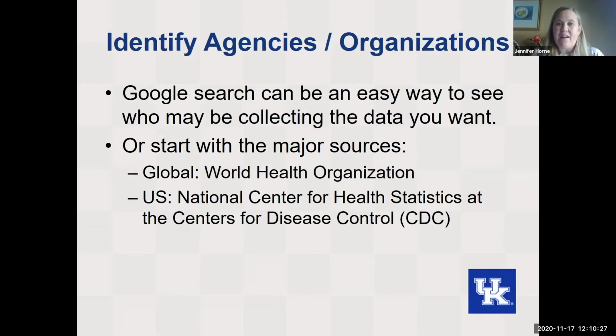And when you're trying to figure out what kind of agencies or organizations might be collecting the data you want, I'm not going to tell you that a Google search can't be a really easy way to see who may be collecting this data. Because if you were to type in "cancer statistics US," it's going to take you to the National Cancer Institute. It will show you pretty clearly who is collecting statistics on what you're looking for. Alternatively, you could start with some of the major sources of information and data, like for global health, the World Health Organization, or in the US, the National Center for Health Statistics at the CDC. And we're going to talk a little bit more about those in a minute.